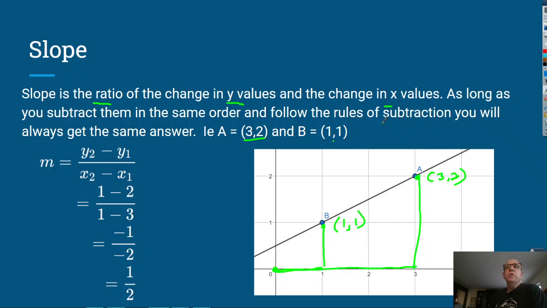Now we are going to subtract these 2 points to find the slope. We know the slope from lesson 15 if you go up 1 and over 2. So the slope here is 1 over 2. So let's check to make sure that's right. It doesn't really matter which way you subtract, as long as you subtract in the same order and follow the rules of subtraction, you will always get the same answer.